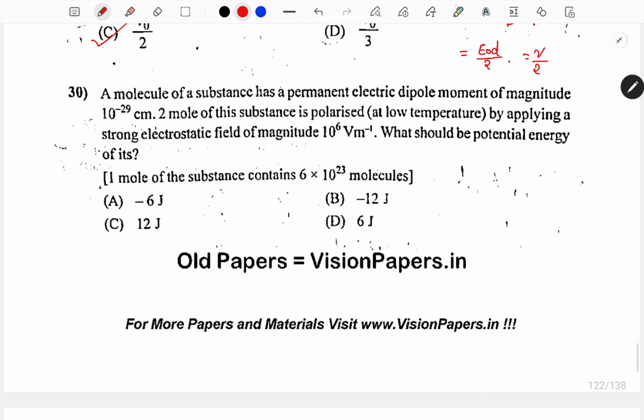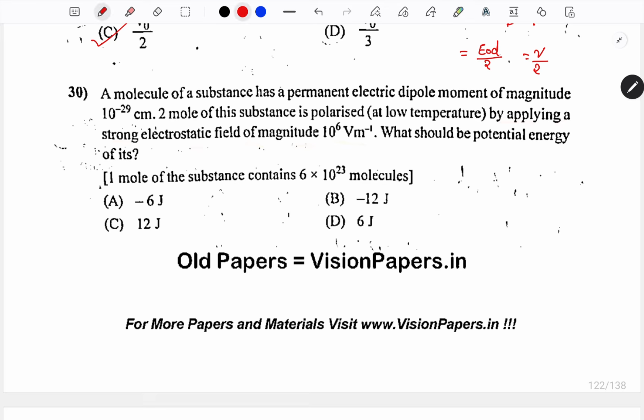Next paper. The molecule of a substance has a permanent electric dipole moment of magnitude 10 to the power minus 29 coulomb meter. 2 moles of the substance is polarized at low temperature by applying a strong electric field of magnitude 10 to the power 6 volt per meter. What should be the potential energy of it?